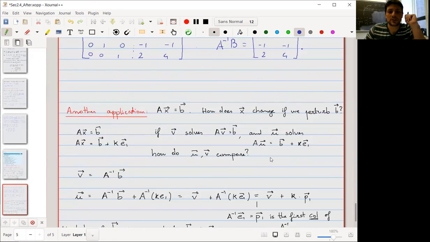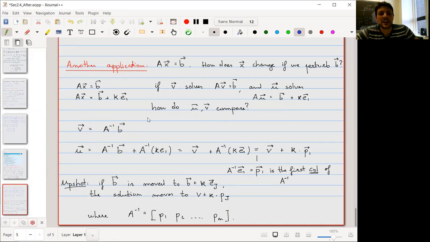Let me mention briefly one other application, after which this video will be over. This application concerns the following question. Suppose I give you a linear system, AX equals B, and now I make changes to B, just a little bit. I perturb B, and I want to know how that affects the change in my solution X. Well, the setup that we could use is the following. For example, let's suppose that I take my vector B, but then I perturb it by a small scalar multiple of a standard vector, k times E1. Now, suppose that V is a solution for AX equals B, and U is a solution for AX equals B plus K E1. And let's compare U and V.